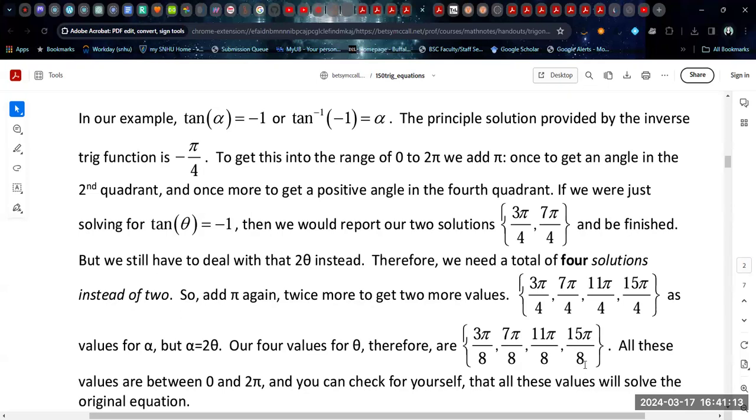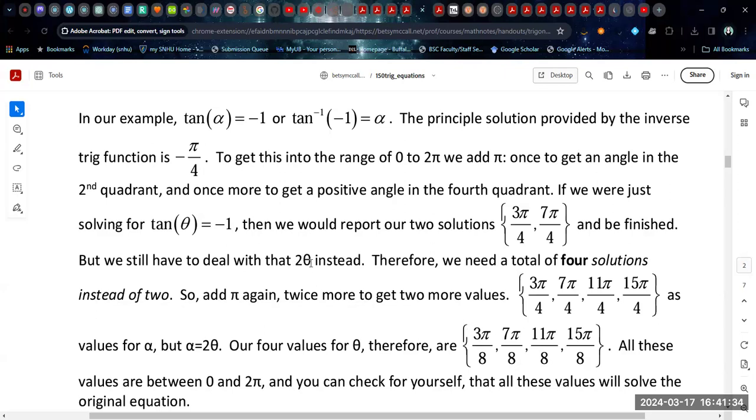And if you check, even though I added an extra round of 2 pi, when I did my divide by 2 here, I ended up with all of these values being in between 0 and 2 pi again. So this is something that I'm going to have to do anytime I have a multiplier of theta.